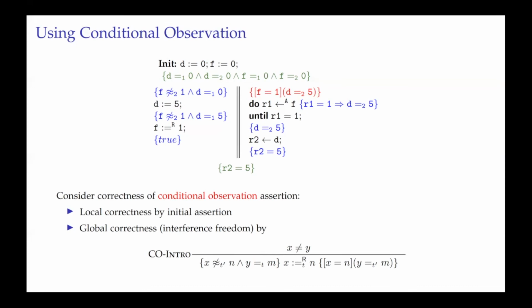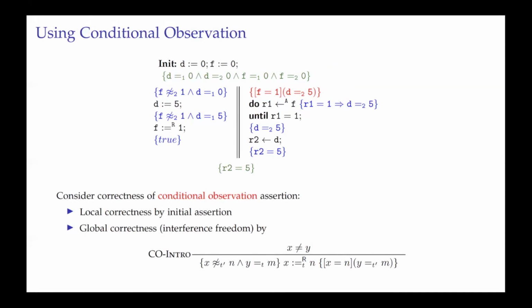Here, because the conditional observation assertion is the first assertion in thread 2, we require that the initialization implies the conditional observation assertion. This is trivial to validate because the initial assertion guarantees thread 2 definitely sees the value 0 for f, and therefore it would not be able to observe the value 1 for f. Thus, the antecedent of the condition is trivially false, and the assertion itself is trivially true.